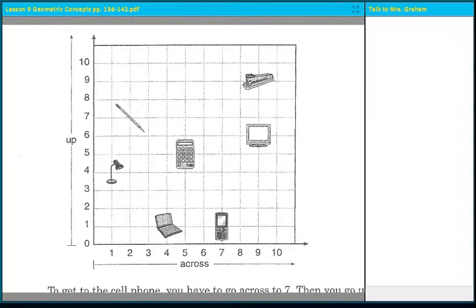So what we're going to do now is let's go ahead and find this computer. If you find it, you get to keep it. Where is the computer on the grid? Now make sure you're starting at the bottom.